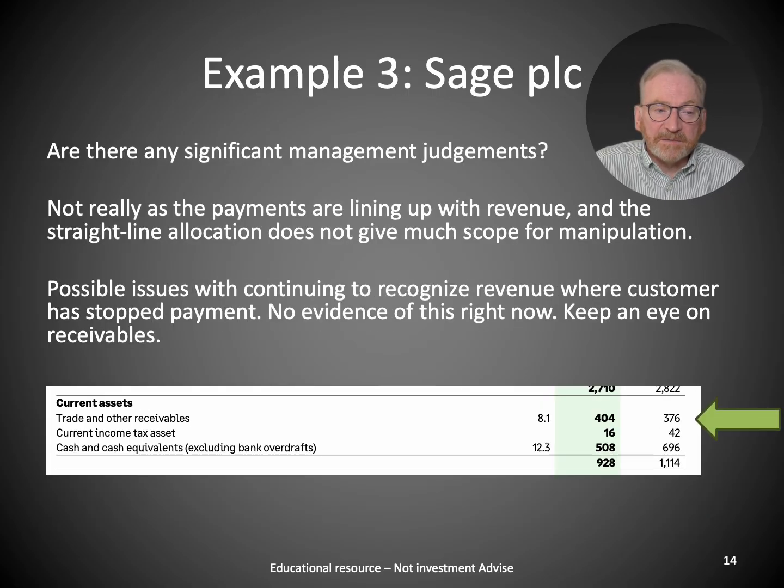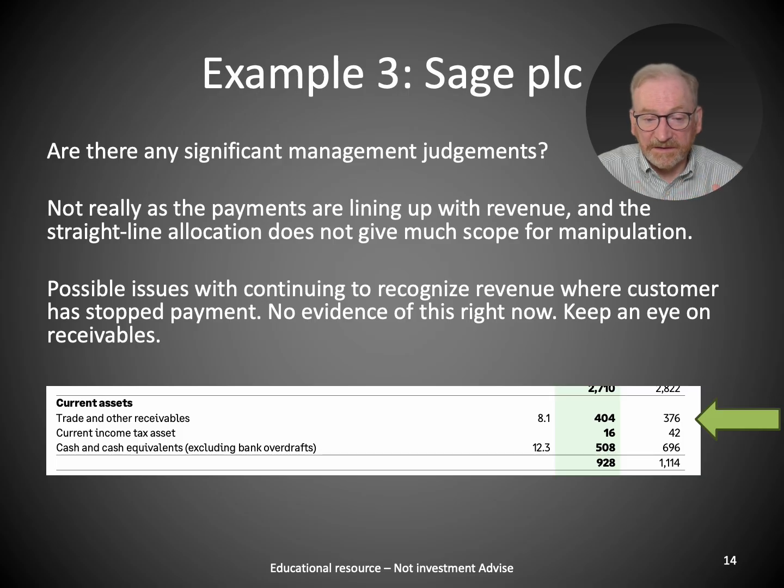Are there significant management judgments here? Even though it's a service industry and you usually associate that with subjective judgments in revenue recognition, here, they're getting in payments each month. They are recognizing the revenue each month. There doesn't seem to be a huge amount to worry about here.